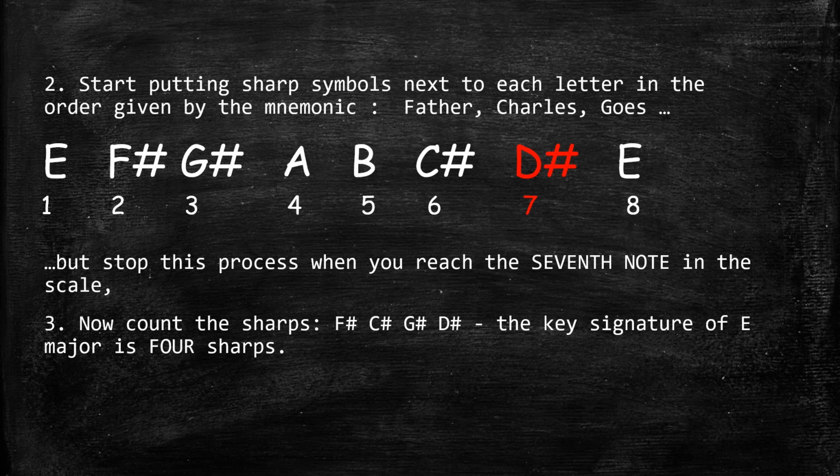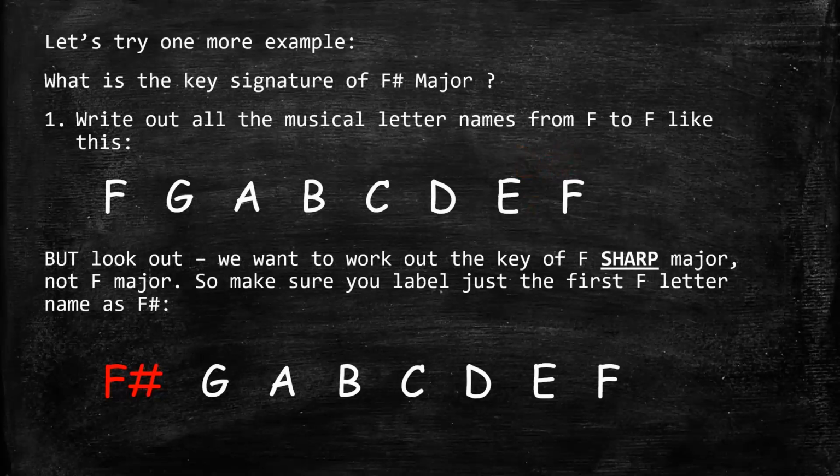Now count the sharps. You've got F sharp, C sharp, G sharp, D sharp. We've stopped at D because D is note 7. So that gives us 4 sharps. The key signature of E major is 4 sharps. Let's try one more example. What is the key signature of F sharp major?